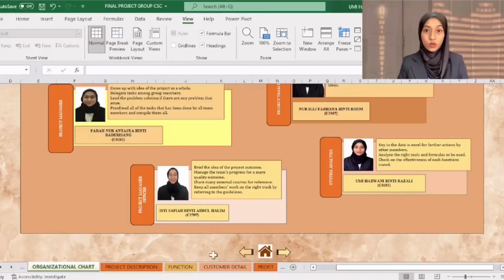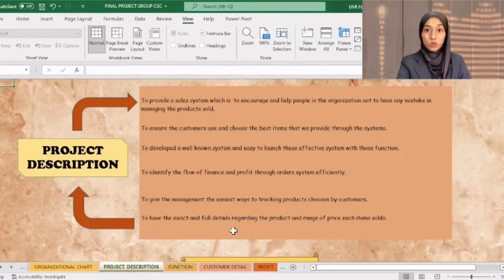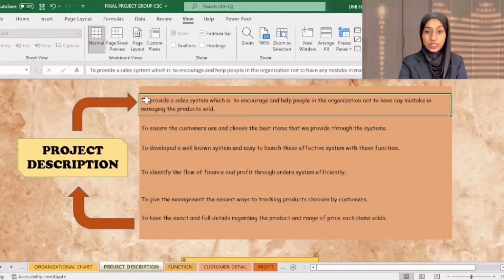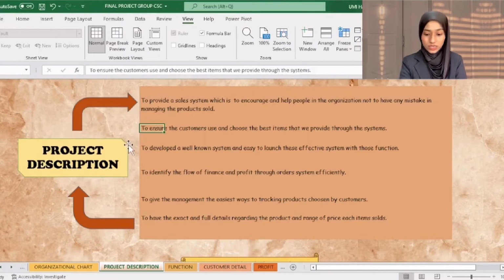Next, we move on to our project description. Firstly, Aroma with Scent has decided to provide a sales system to encourage and help people in the organization to not have any mistake in managing the product sold, which means they don't have to mislead the details regarding customers' order. Secondly, Aroma with Scent also concerned on this system, which is to ensure the customer use and choose the best items that we provide through these systems.